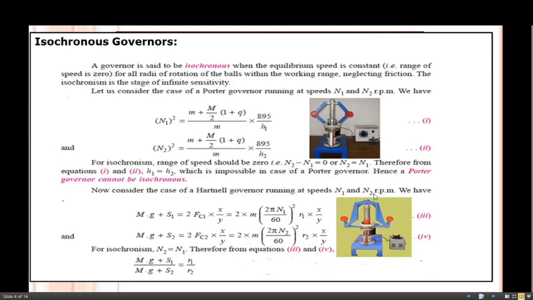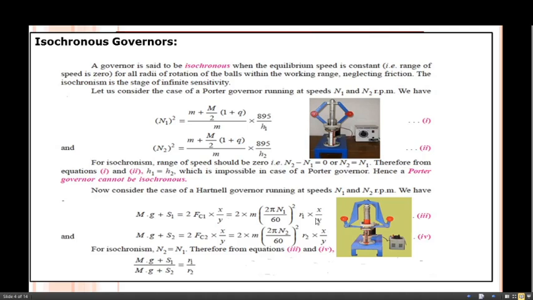running at the speeds n1 and n2 rpm, we have these relations with us. So already we have discussed this Hartnell governor in the derivation part. This indicates the frame, bell crank levers, fly balls, etc. This equation is written here by considering the moment of all the forces about this fulcrum point, or the pivot point.